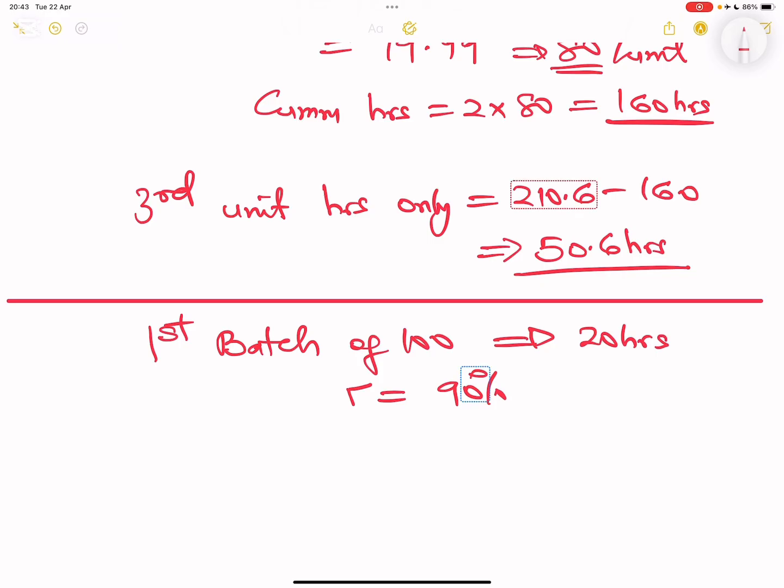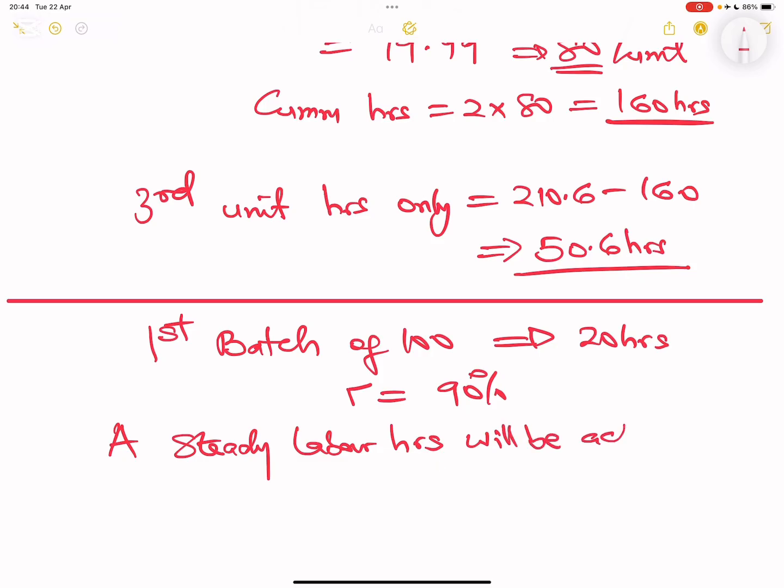Now we introduce a bit of technicality to this because remember, we said the learning curve does not continue forever. It gets to a point whereby there is no more effect. So I'm going to introduce that in these examples so that you can understand how you work it out if you find such in an exam. So let's say a steady labor hours will be achieved from 10,000 units.